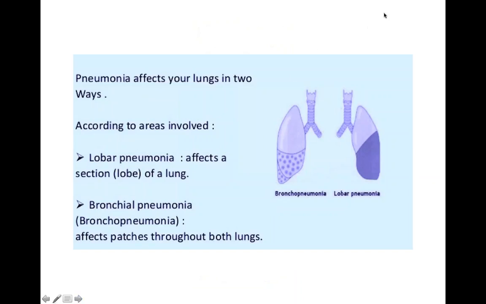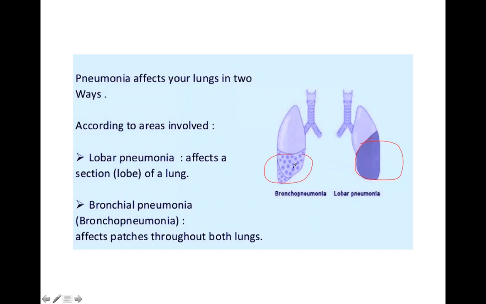So we have types of pneumonia. We have lobar pneumonia, which affects a section of the lobe, a section of a lung, and we have bronchopneumonia, which affects the patches. So this is lobar, and this is bronchopneumonia. Okay, involves the patches. So in lobar, there is consolidation of the entire lobe, and mainly caused by pneumococcus.